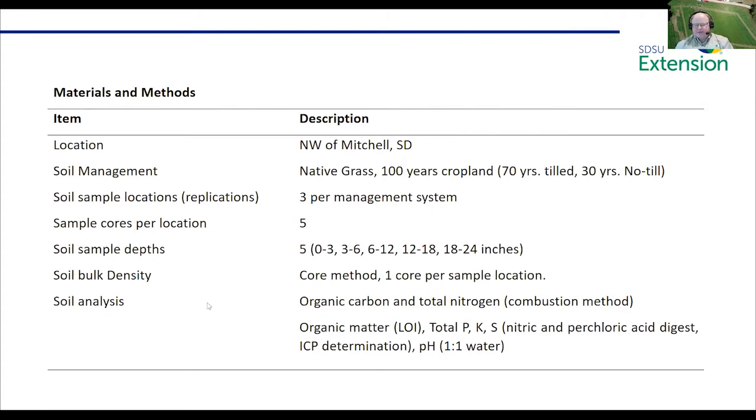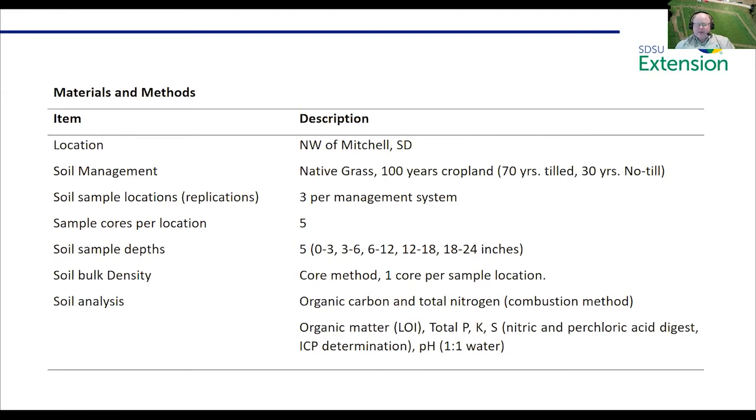The soil depths we sampled are shown there. There are 5 of them: in 3-inch increments down to 6, and then a 6 to 12, a 12 to 18, and an 18 to 24. We also measured soil bulk density. We used the core method, and we only took 1 core per sample location. It's a very intensive measurement, very detailed, and it takes quite a while.